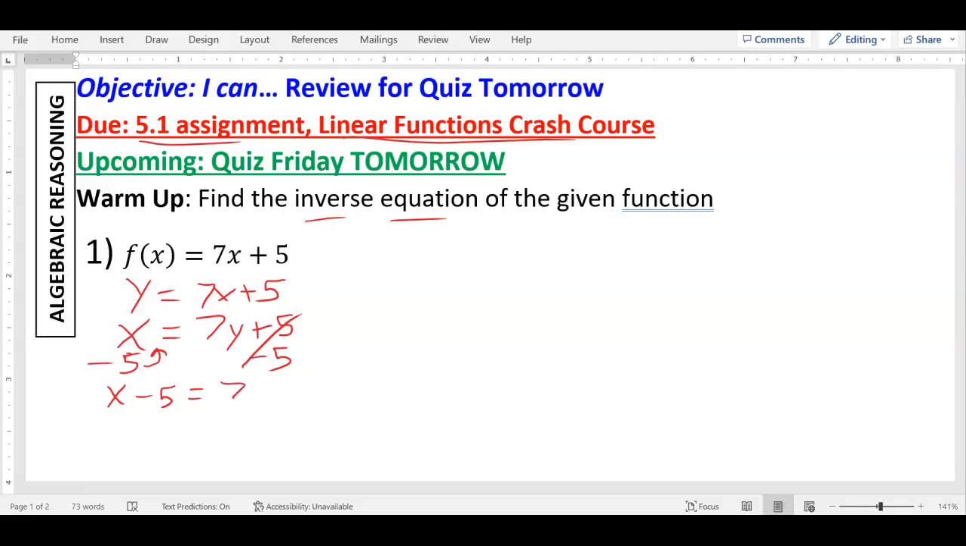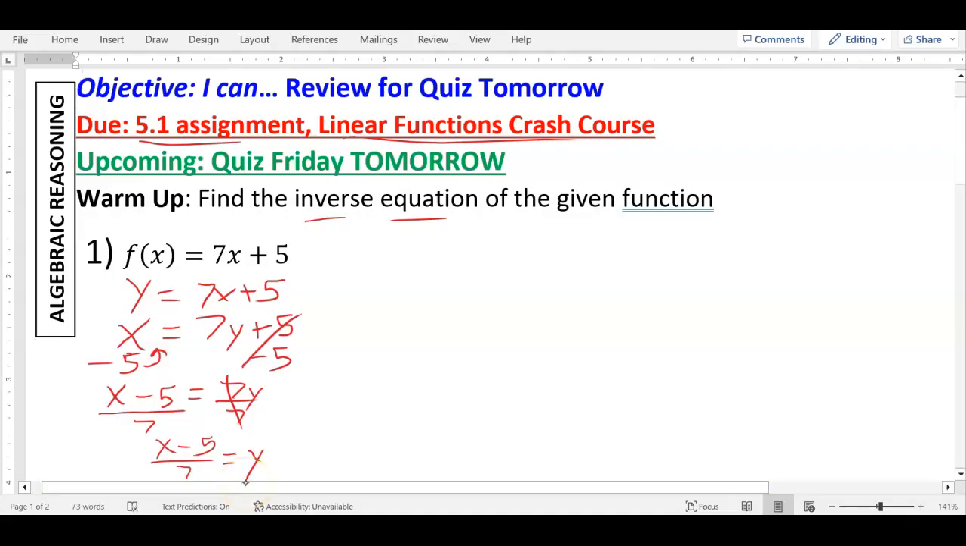And last step here, how do I get rid of that 7 in front of y? It's a coefficient. You always divide to get rid of that coefficient. So divide by 7, and then big divide by 7. Those 7s cancel out. And now you have x minus 5 over 7 equals y. Okay, we have y by itself.